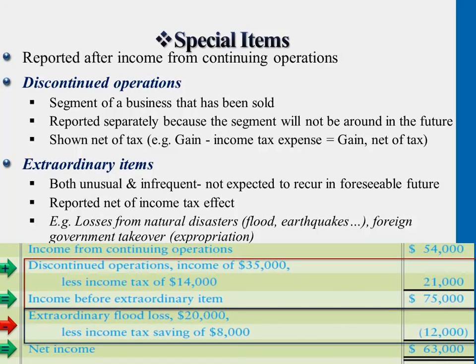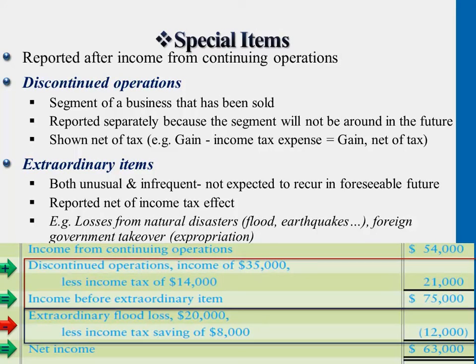So once again, this is the most complicated case. Sometimes companies do not encounter these situations, and then the net income would just be $54,000. But if they do have these situations, we consider them first, and then we calculate the up-to-date net income.